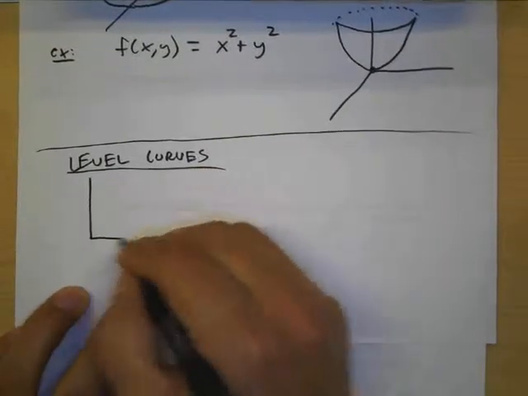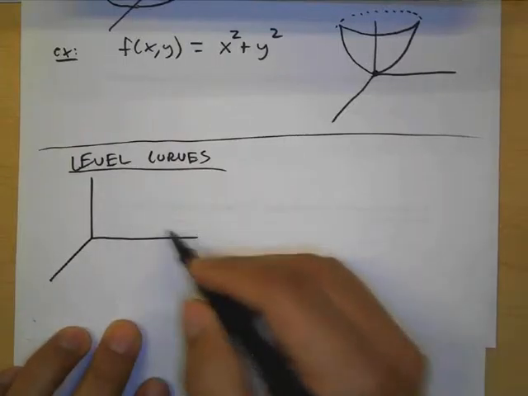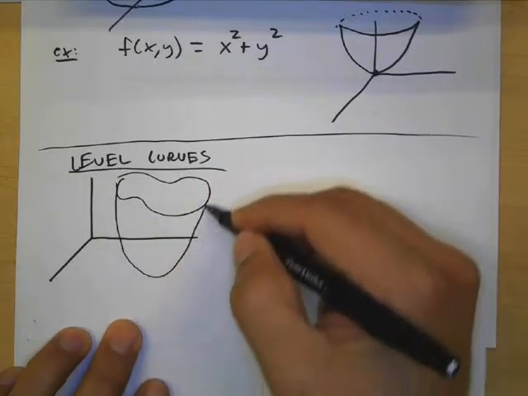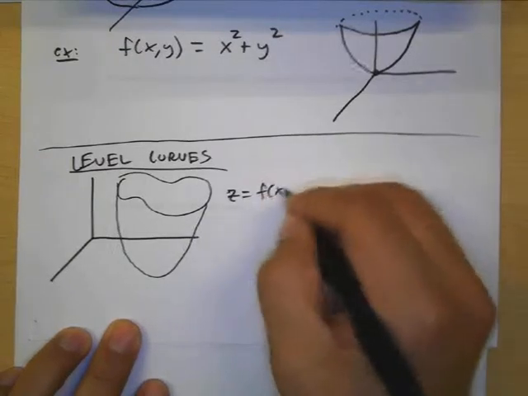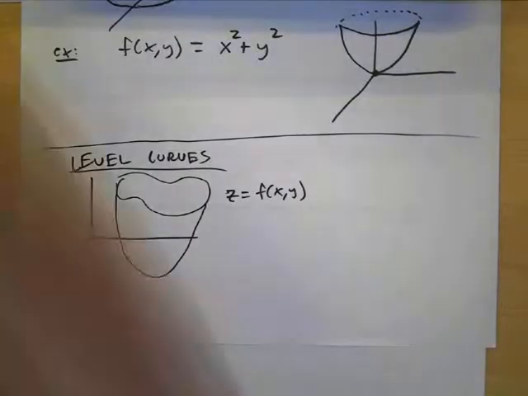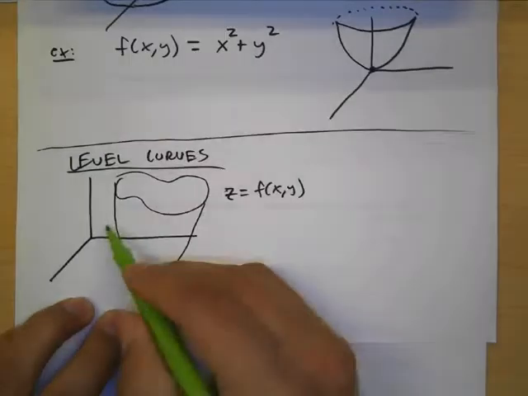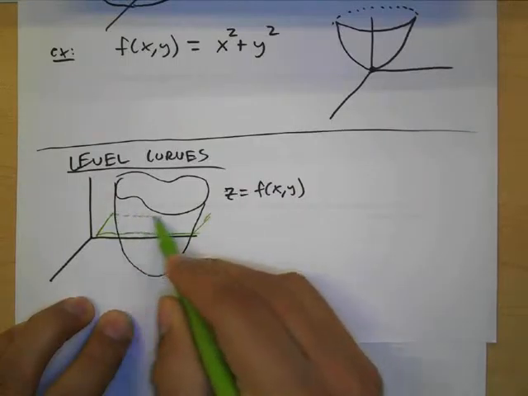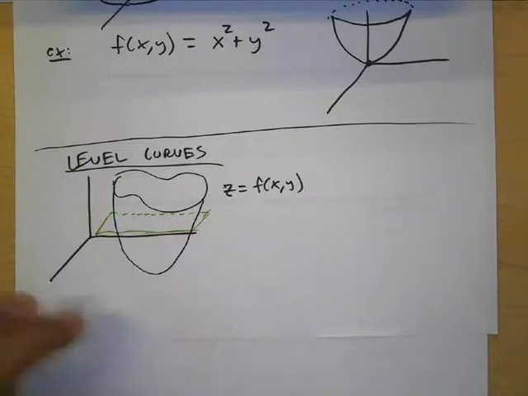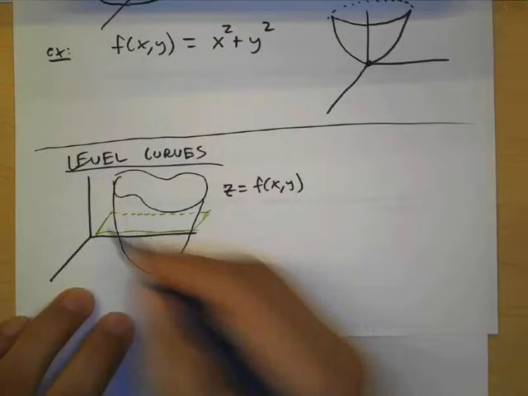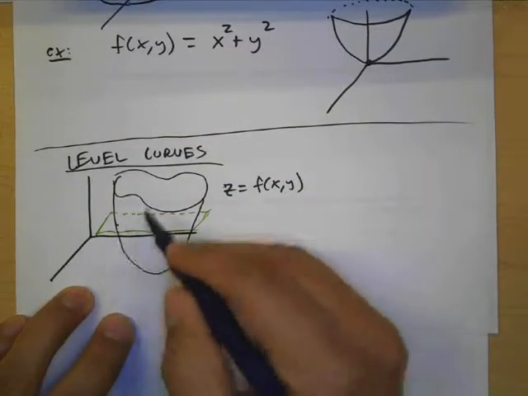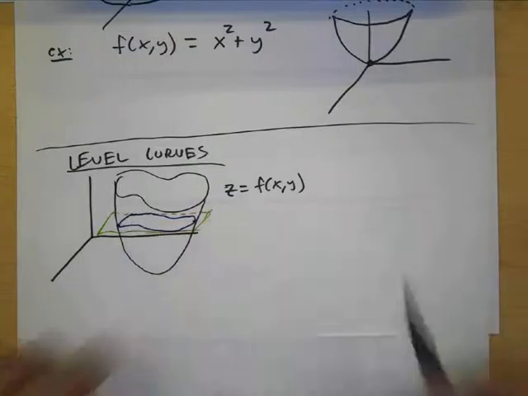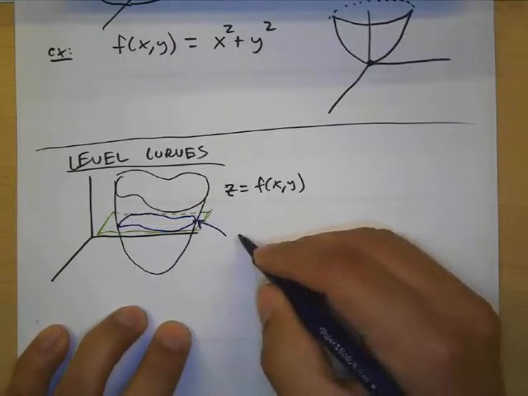So if I have a sketch of some surface, here's a happy surface in 3 dimensions. Let's say it's z equals f of x, y. And I decide to cut through horizontally, like slice this surface. Then we might get something that looks like this. And this blue curve, that's what we call a level curve.